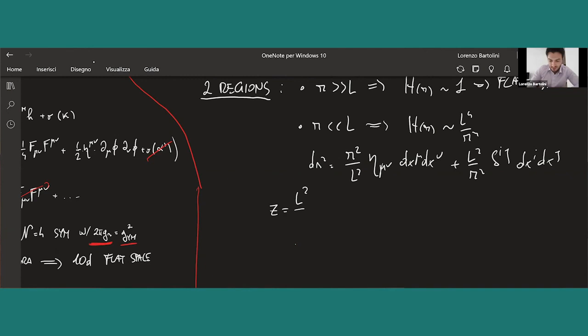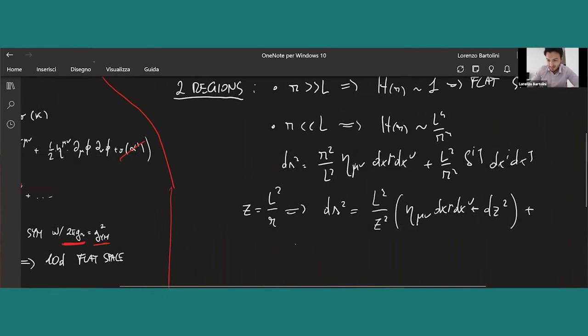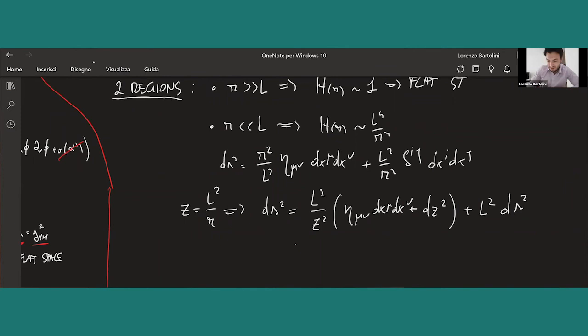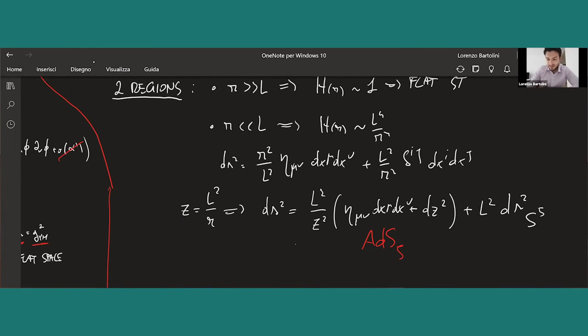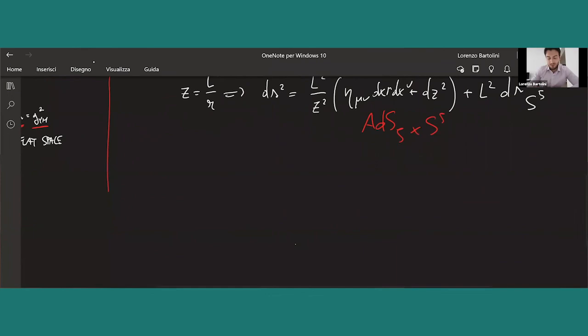I see that this metric becomes L squared over Z squared, eta mu nu dx mu dx nu plus dz squared, plus L squared times the metric of a 5-sphere of radius L. Okay, so we have found that from very close to the branes, what we see is an AdS5 spacetime times an S5. So we have two types of strings now. So let us put ourselves very far from the branes and ask what we see.